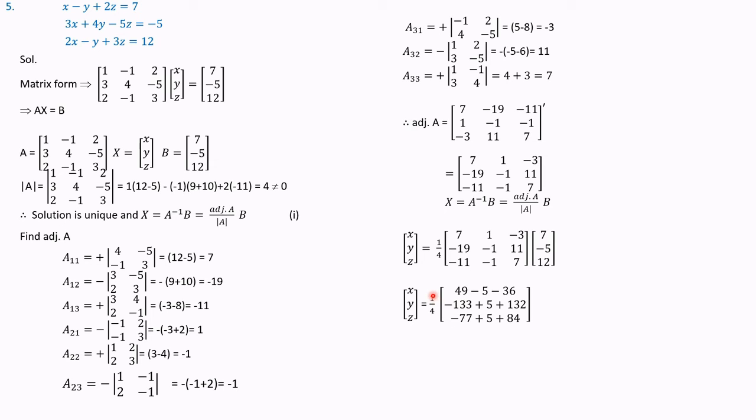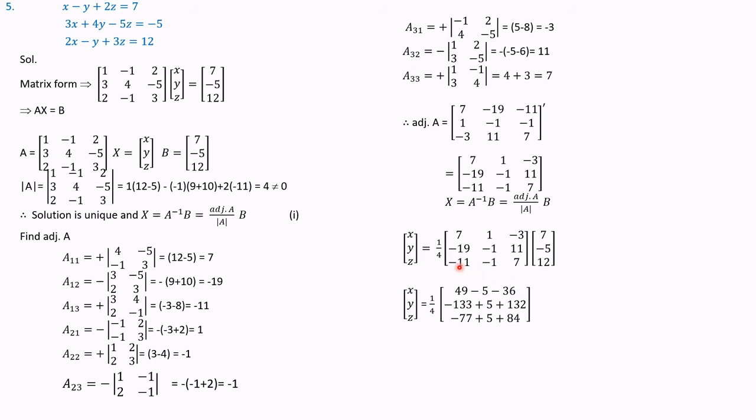So X, Y, Z is equal to 1 by 4 into, this is a multiplication of two matrices, that is a matrix 3 by 3 into 3 by 1. This is 3 by 1. So we have to multiply the respective elements with the respective columns. 7 into 7, 1 into minus 5, minus 3 into 12, minus 36. This is written in first row. Then minus 19 into 7, minus 133. Minus 1 into minus 5 is plus 5. 11 into 12 is 132. Second row is written.